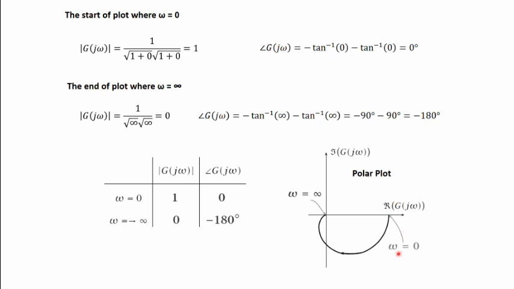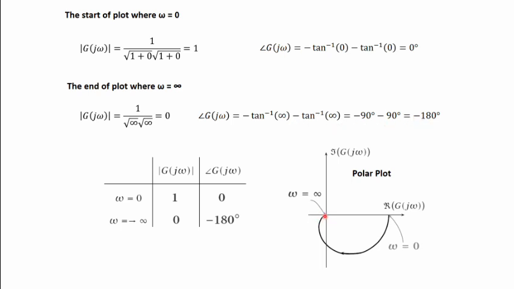So it is represented here: when omega is equal to 0, the magnitude is 1. This point is at 1. And at the end point of the plot, omega is equal to infinity, magnitude is coming out to be 0, and angle is contributing to be minus 90 minus 90, that is minus 180.